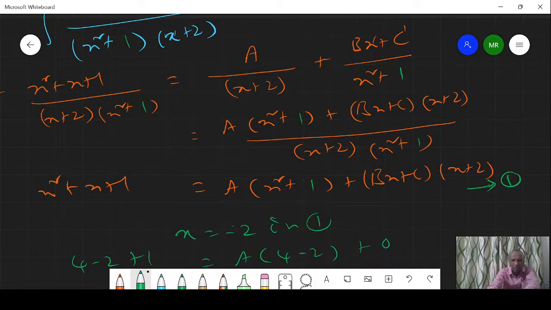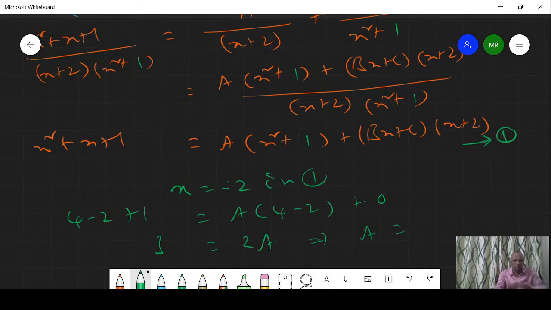If I substitute x square plus 1, it comes here, 4 plus 1. You will get 5a. A is equal to 3 by 5 it comes. This is the value, a is equal to 3 by 5.